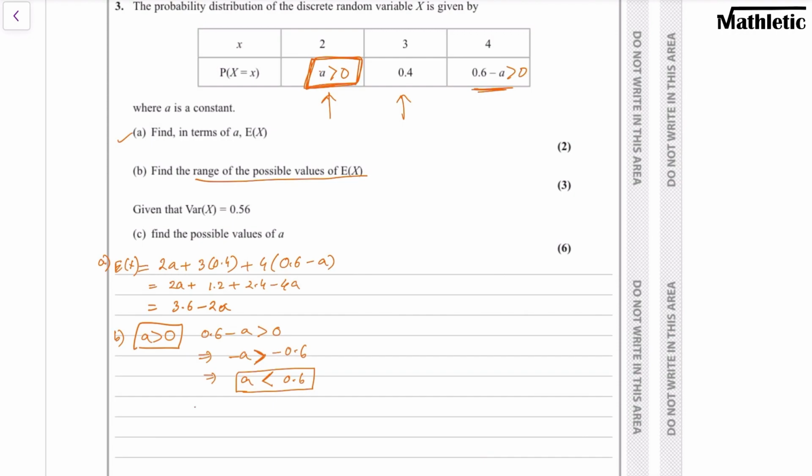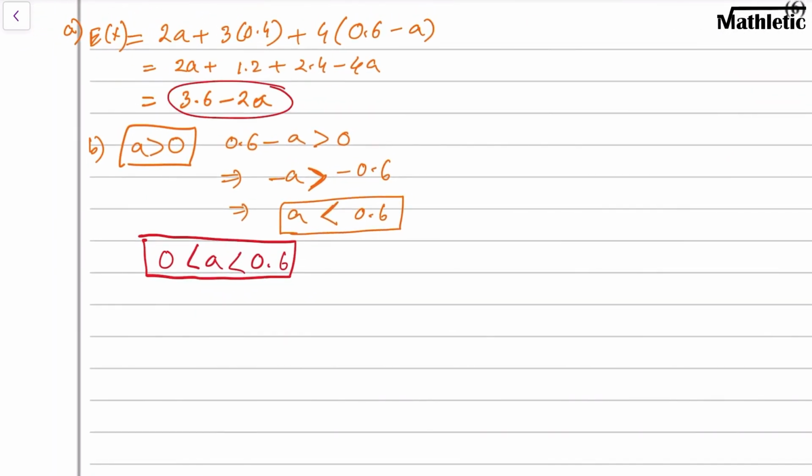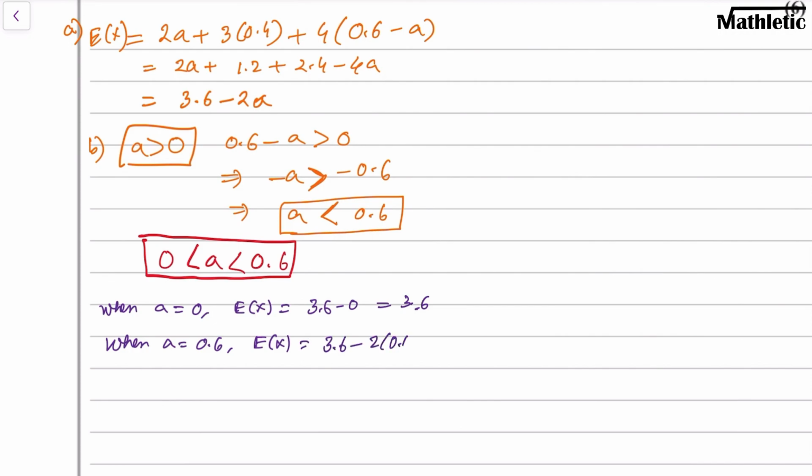So if I combine this, the final result is like this, from 0 to 0.6. This is the range of A. But we need to find the range of possible values of E of x. Since we have already calculated E of x in part A, but it's in terms of A, we will just use the value of A to get the upper and lower value of E of x. So when A is 0, E of x is 3.6 minus 0, which is 3.6. Next, when A is 0.6, E of x is 3.6 minus 2 into 0.6, which is 2.4. So the final limit of E of x is like this: greater than 2.4 but less than 3.6.